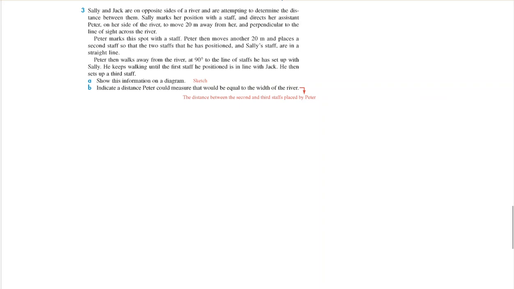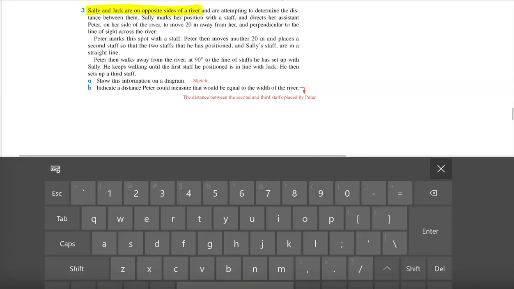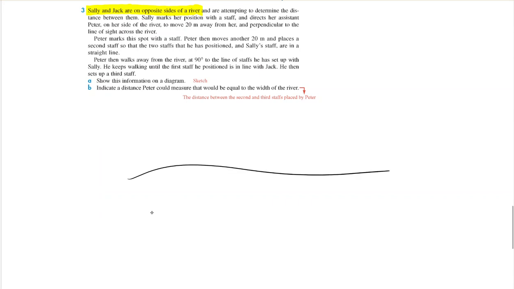All right. So we read the question first. Sally and Jack are on opposite sides of a river. Let's start with that. We've got our river. We've got Sally and Jack. Let's say that Sally, we'll write S for Sally, J for Jack. They're on opposite sides straight away. Okay? I'm going to put some dots there. So those are the staffs displaced.